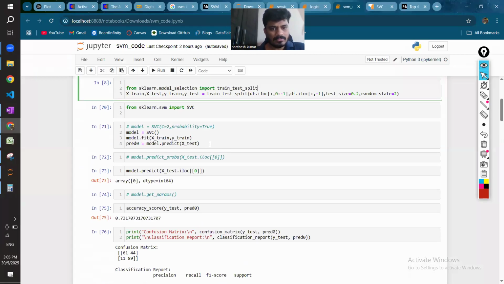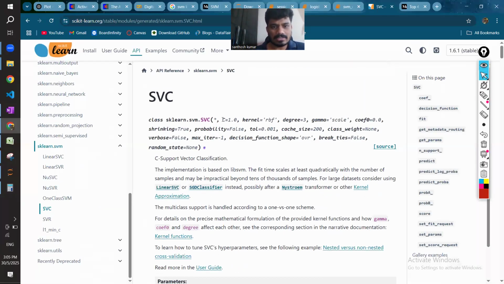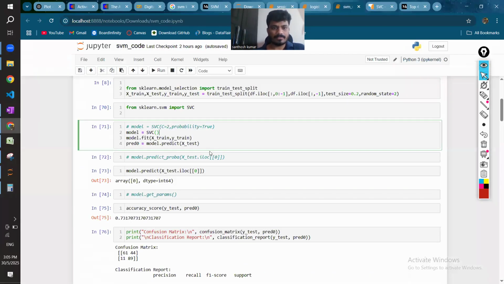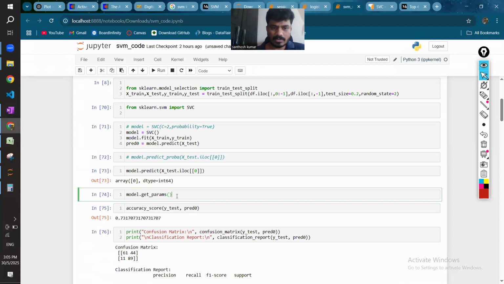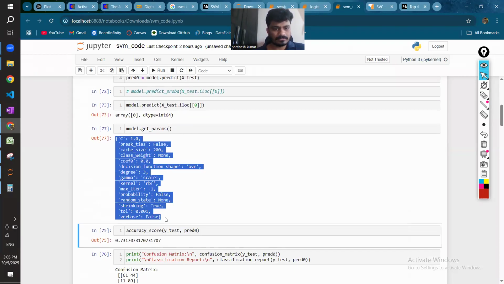When I ran this model, I did not use any hyperparameters. I just said SVC. But by default, there will be a default value for every parameter. Even though I did not give anything, this model has all these default values. If you want to see those default values, you can just do model.get_params, not only for SVC, for any other model also. So these are the default values present in our model.